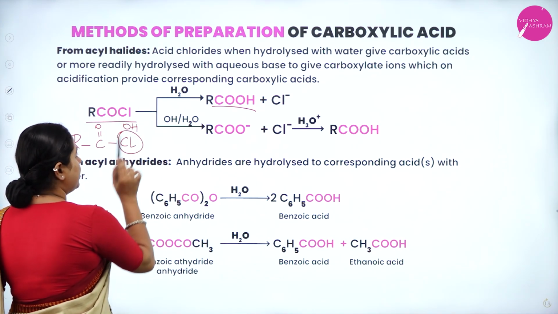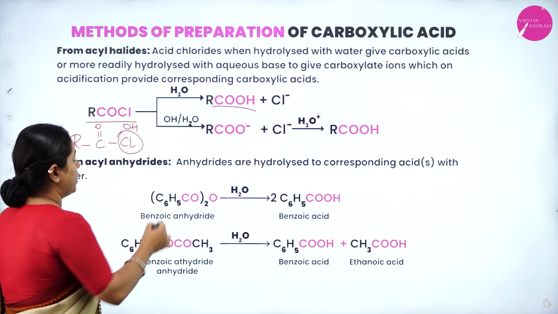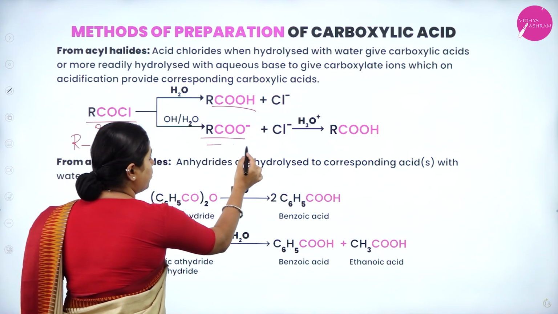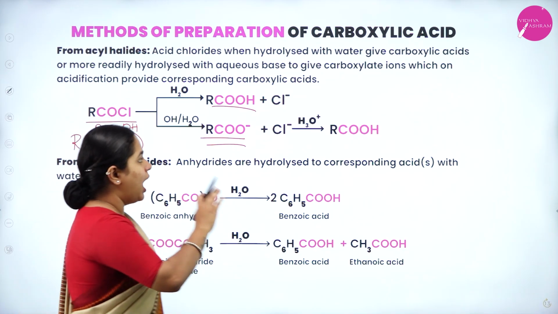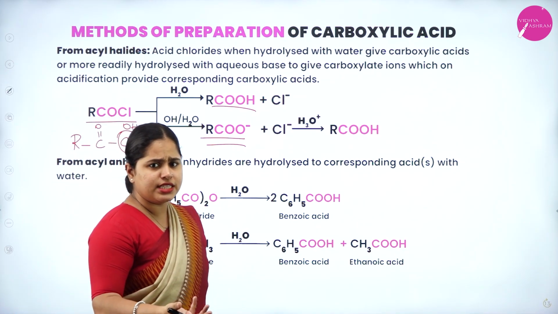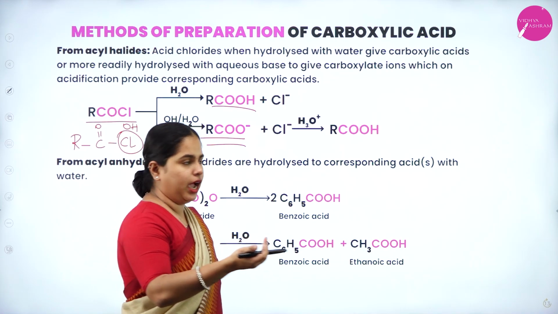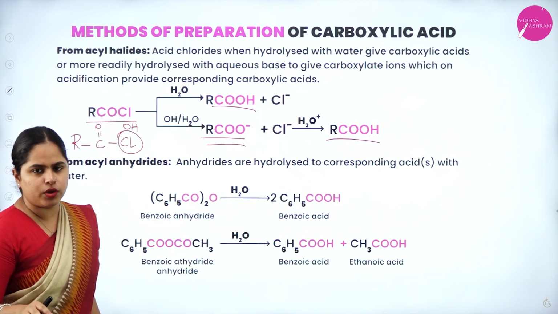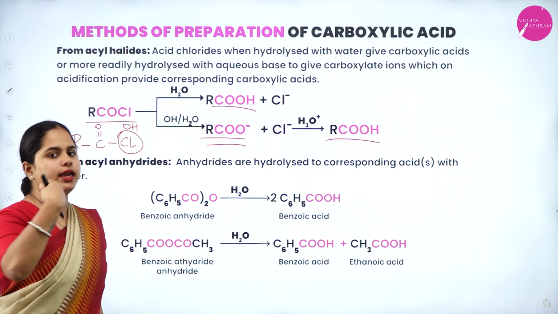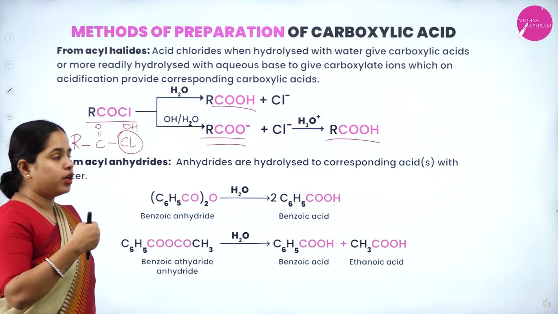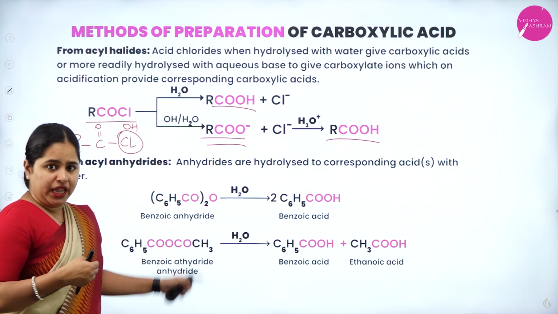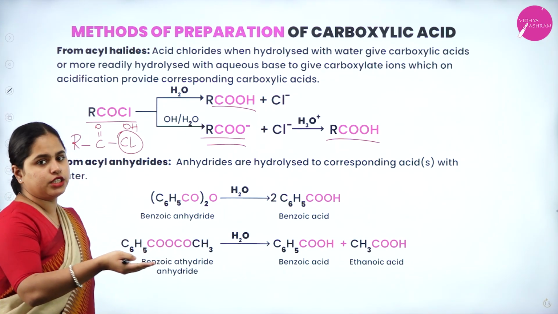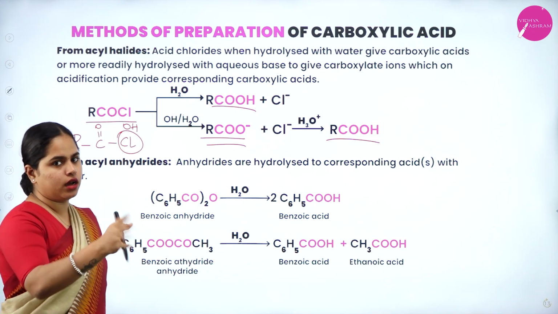Right. Now another one is it can react with the base also, that is OH minus. What will be formed? Carboxylate ion will be formed first, and then we are going to acidify it and H plus will be added, and you will get the carboxylic acid. So in either way you can do it: you can add water directly, you will get carboxylic acid, or else you can add a base by which you will get carboxylate ion, from which by the addition of H plus you will get the carboxylic acid.